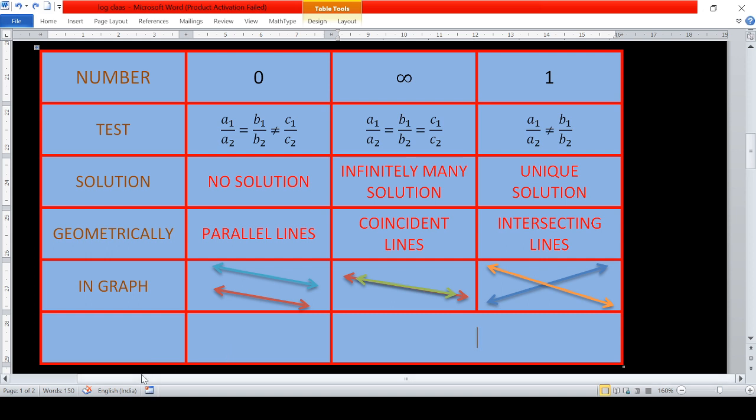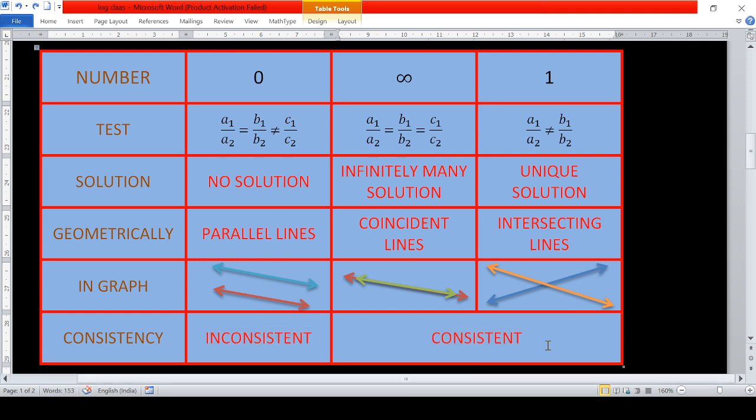So in this tabular column we will add one more point about consistency. You can see that inconsistent means parallel lines, no solution, or a1/a2 = b1/b2 ≠ c1/c2. It's called inconsistent. So you can connect one thing: no solution is called inconsistent.